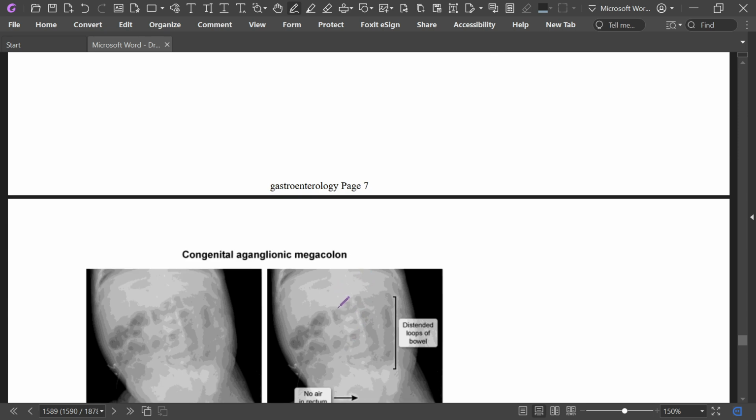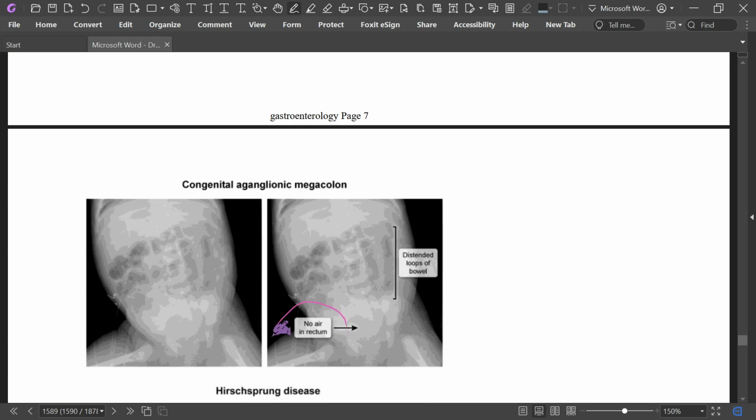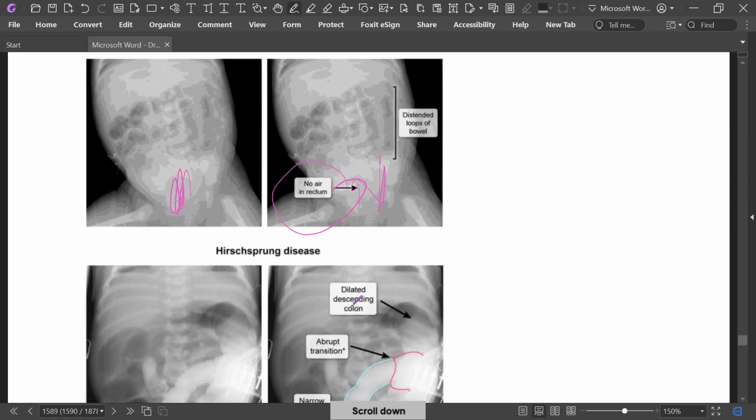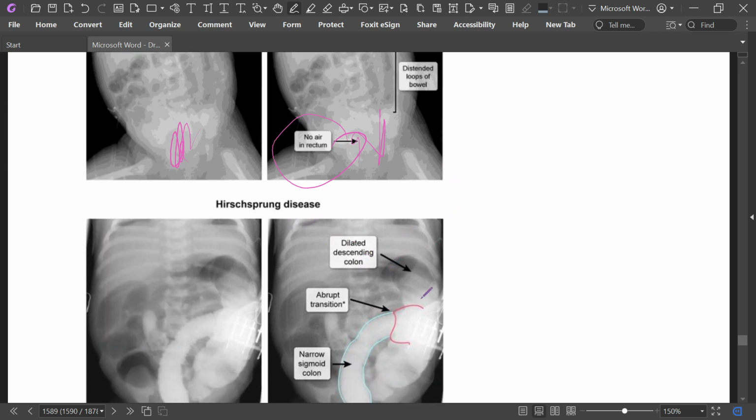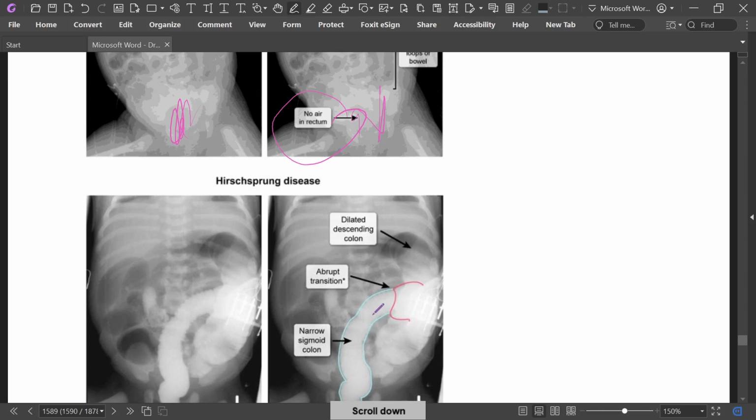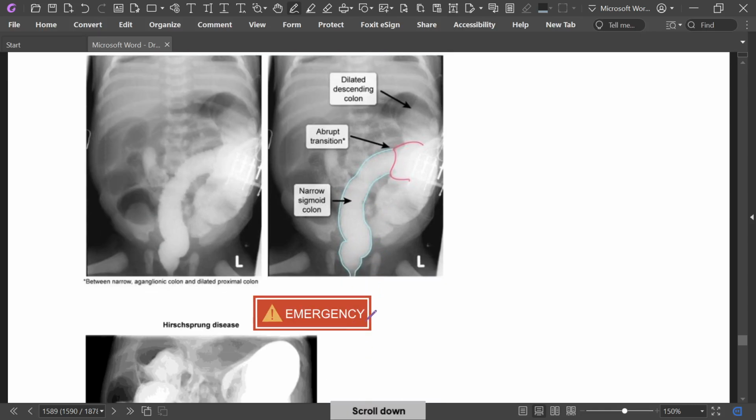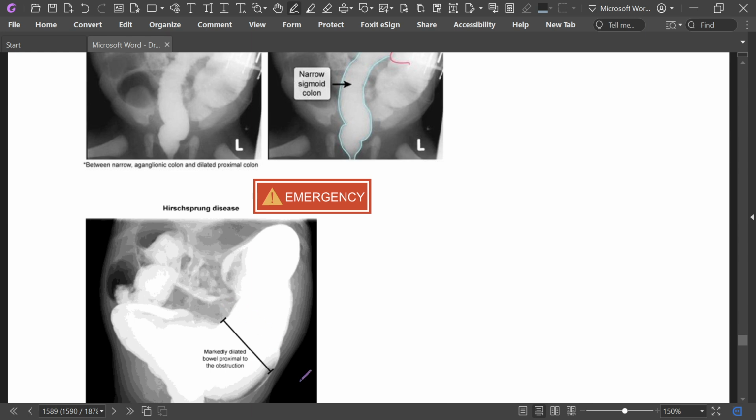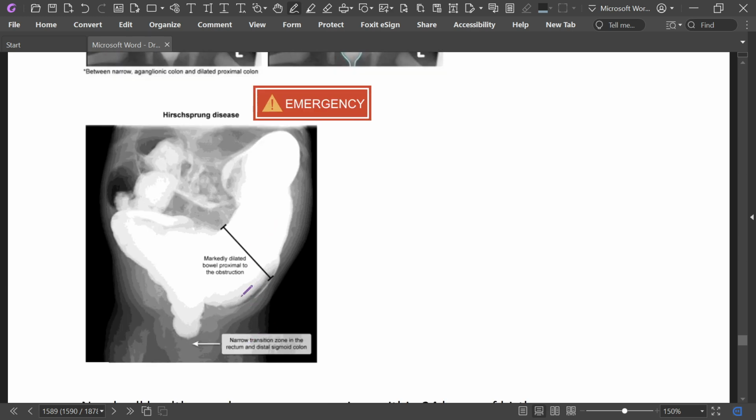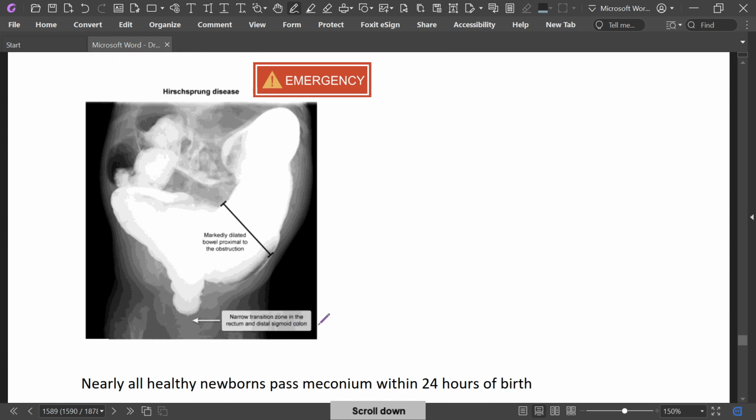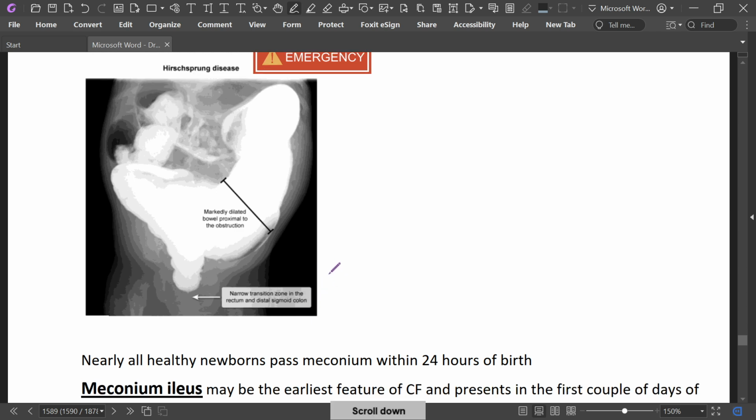This shows distended loops of small bowel with no air in the rectum. This is Hirschsprung disease: a dilated aganglionic colon with an abrupt transition and a narrow sigmoid colon. There is markedly dilated bowel from the small bowel obstruction, and a narrow transition zone in the rectum and distal sigmoid colon.